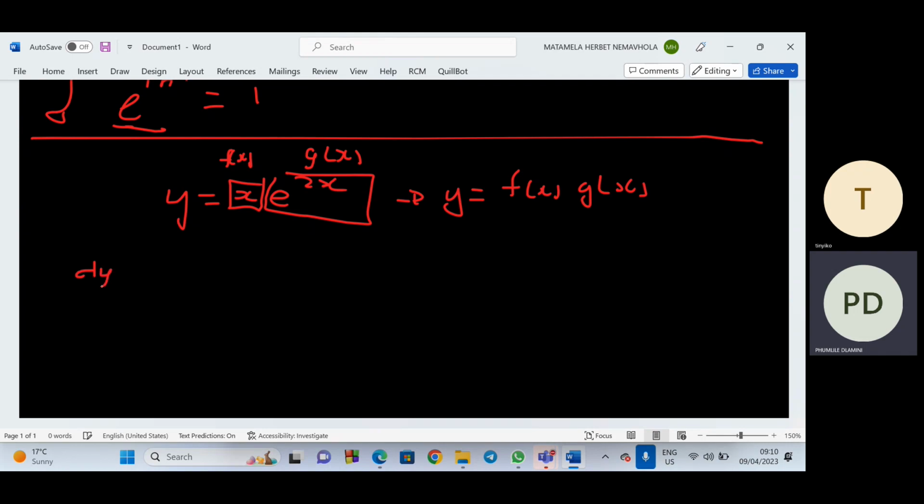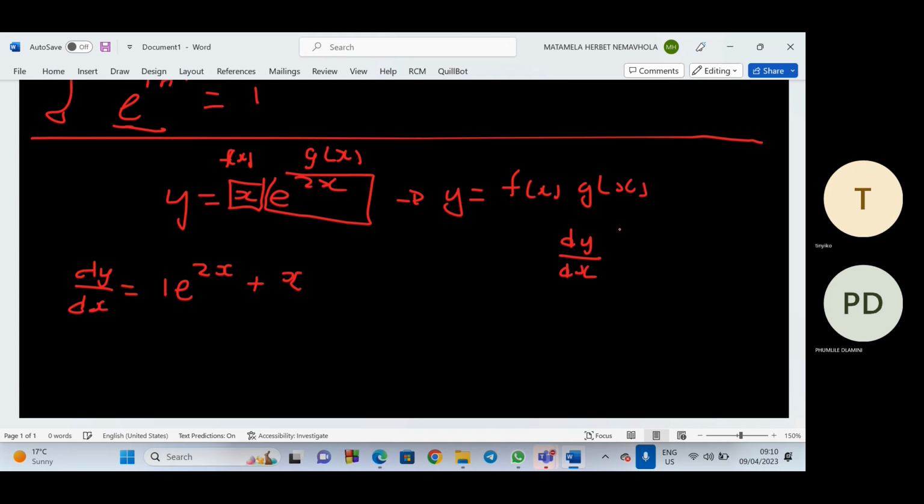When we use a product rule, dy over dx is going to be equal to, we first differentiate x, which gives 1 times e to the power 2x, plus, we leave x and then differentiate e to the power 2x. Differentiating e to the power x gives e to the power x.